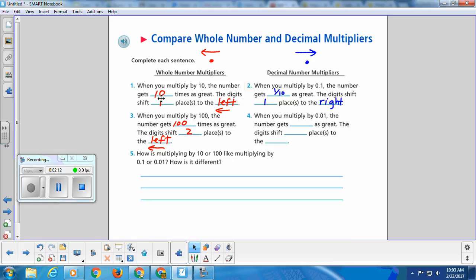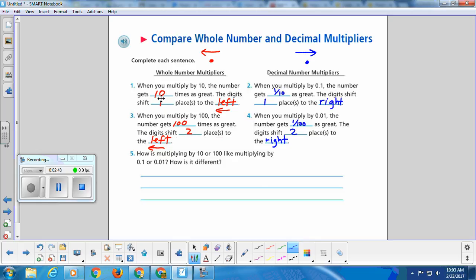We're just comparing the likenesses and the differences between multiplying by decimals and whole numbers. So when you multiply by a hundredth, the number gets a hundredth as great. The digits then shift two places to the right. So how is multiplying by 10 or 100 like multiplying by a tenth or a hundredth?